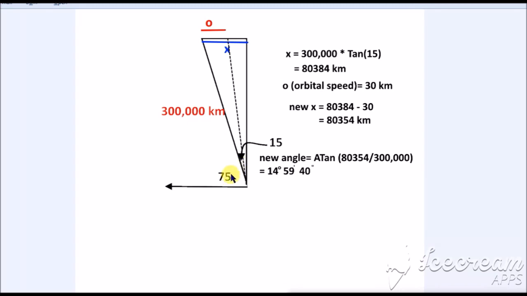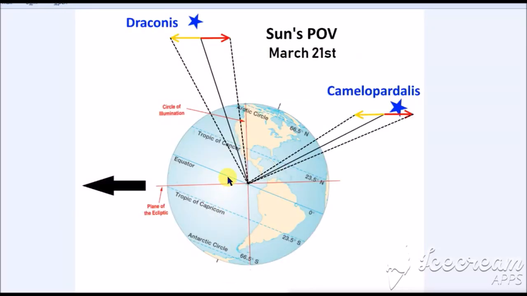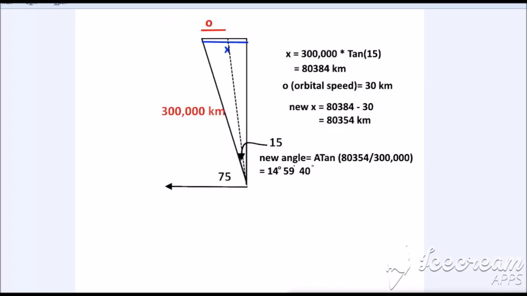This angle is 75 degrees. This 75 degrees is, let's go back here, the angle of the Earth tilt, that's 23.5, and then the elevation angle of the star without any variation, that's 51.5. So that's where I got the 75. So this angle is 15.